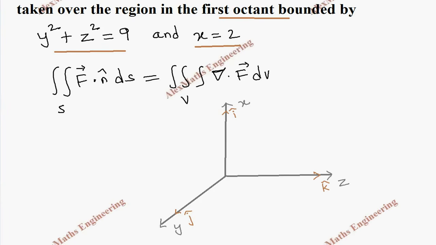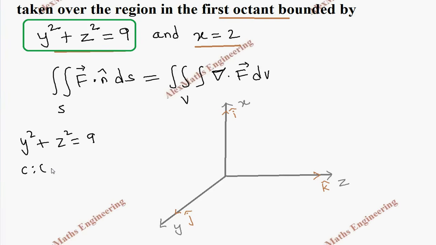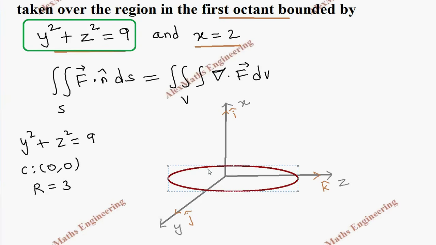And this is an equation of circle in the yz plane. So let's write the equation here. Then it is y square plus z square equal to 9 and its center is the origin 0, 0 and the radius is 3 units. So we have a circle in the yz plane. So it is in the yz plane like this with radius 3 units. So it is something like this.